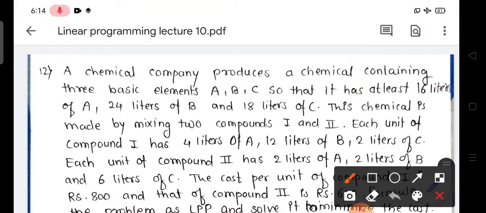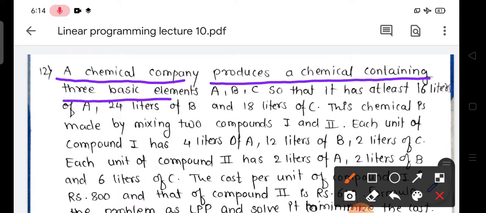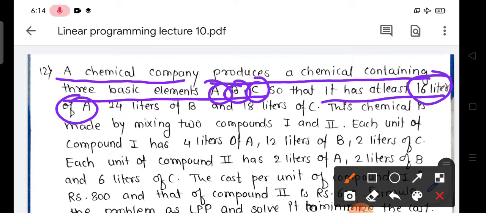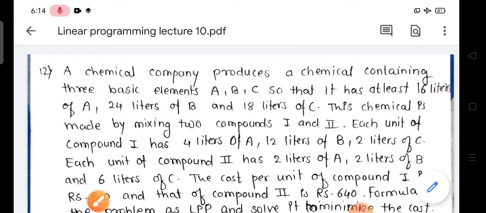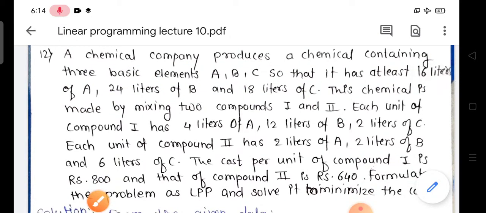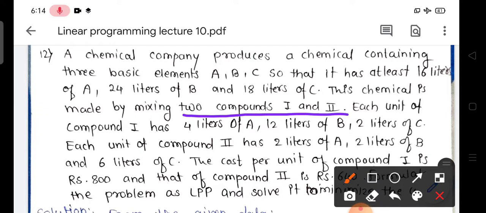So see here the wording problem. A chemical company produces chemicals containing three basic elements A, B and C so that it has at least 16 liters of element A, 24 liters of element B and 18 liters of element C. This chemical is made by mixing two compounds, 1 and 2.